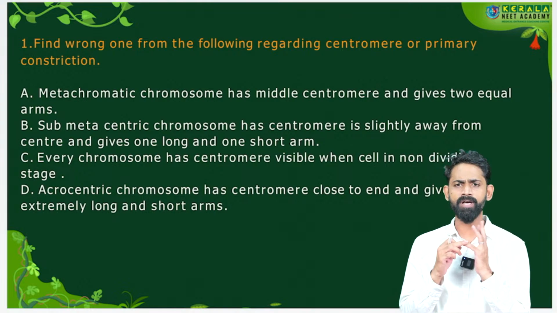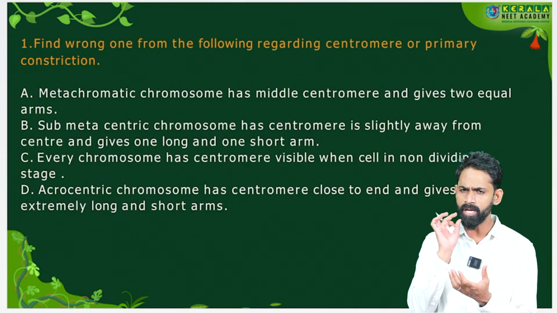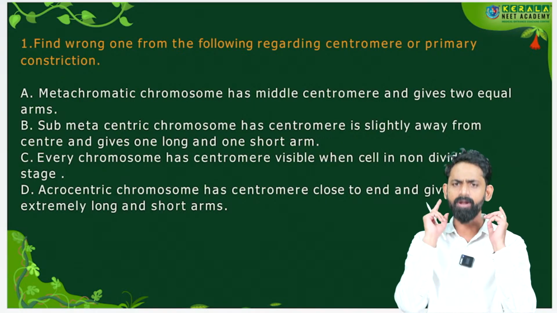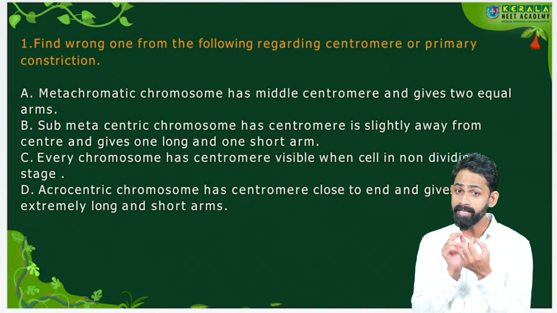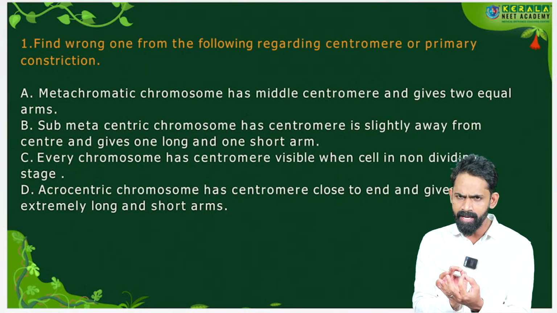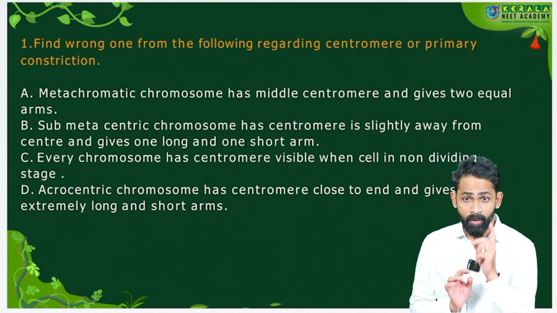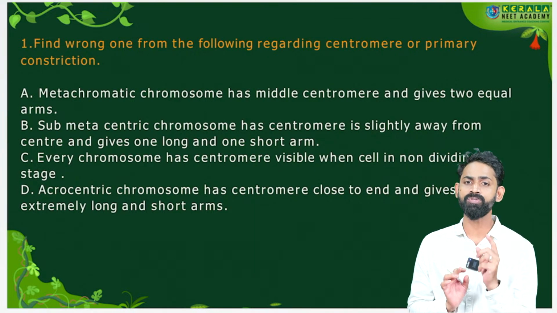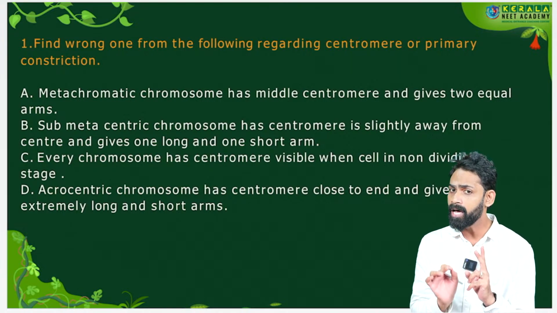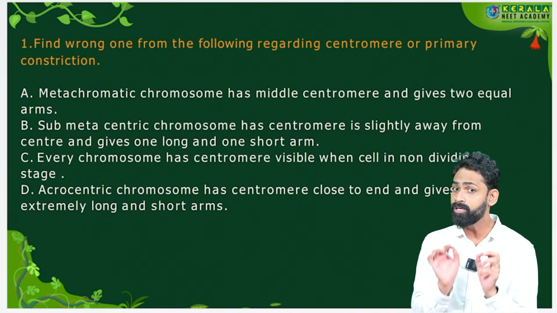As we know, the first one is the metacentric chromosome. In some chromosomes, the centromere is present in the center of the chromosome to give 2 equal arms. The second is called submetacentric, in which the centromere or primary constriction is slightly away from the center to give unequal arms. One is a long arm, another is a short arm. Here we need to remember that the long arm and short arm are represented by Q and P arms.